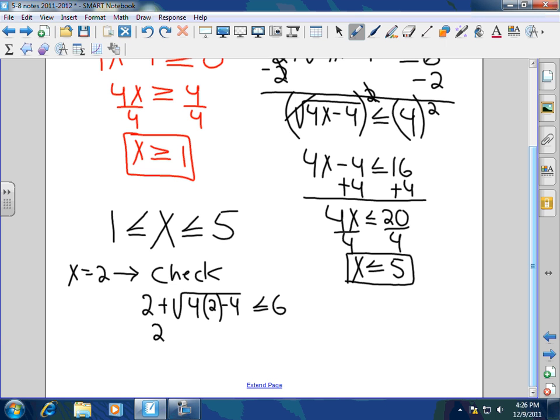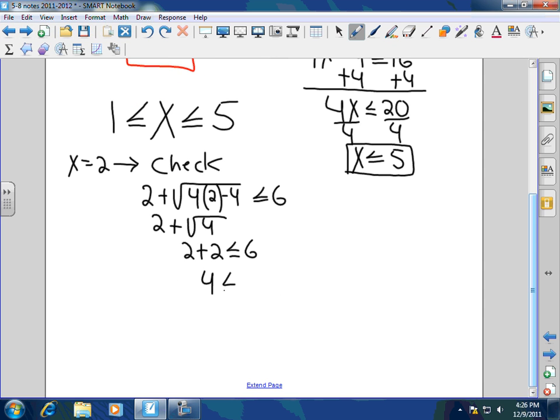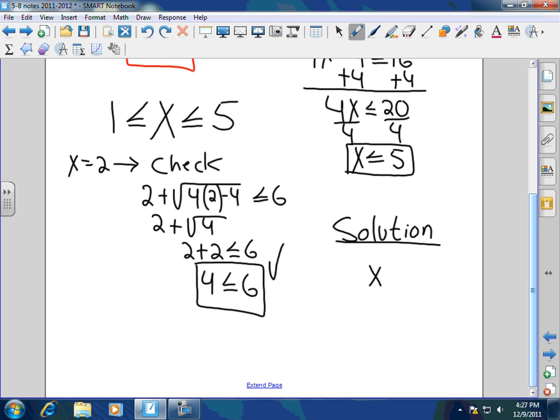Well, this is 2 plus the square root of 8 minus 4, which is 4. So this is 2 plus 2, because the square root of 4 is 2. Is that less than 6? Well, I would say yes. 4 is less than or equal to 6. So if the solutions check out, then yes, my solution is valid, and it is that x is greater than or equal to 1, but less than or equal to 5.